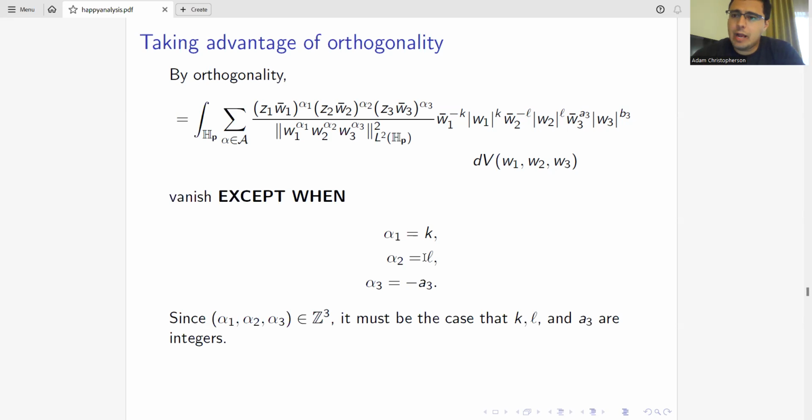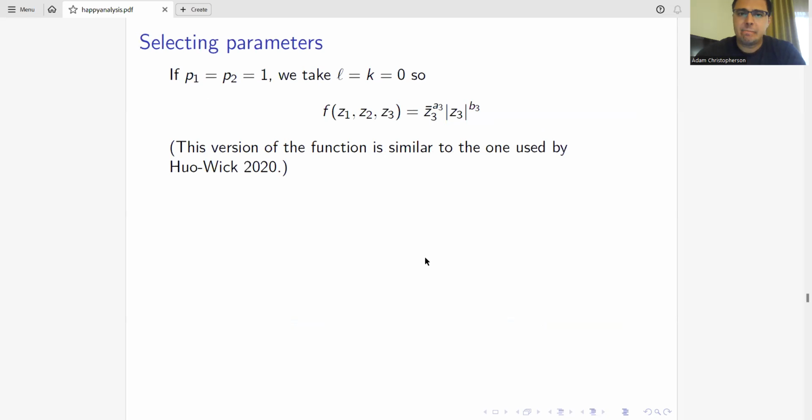Now, since alpha 1, alpha 2 are at the very least integers, it must also be the case that K, L, and A3 are likewise integers. So let's talk about how one would select those. Of course, if P1 is P2 and that's also equal to 1, then we actually don't need the L or the K. They can both be 0. And our function would only end up depending on the last variable, Z3.